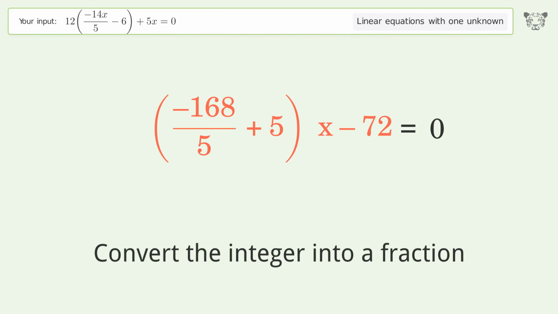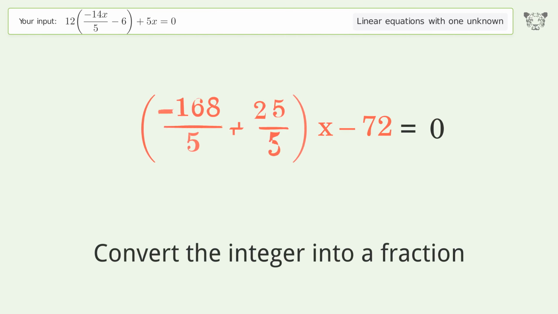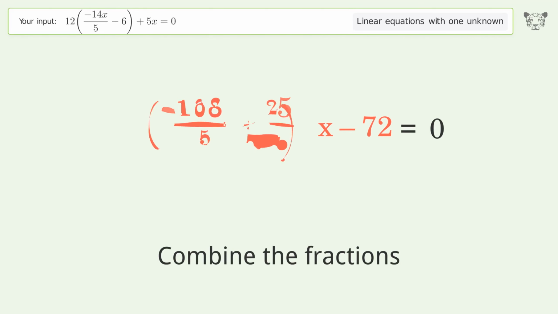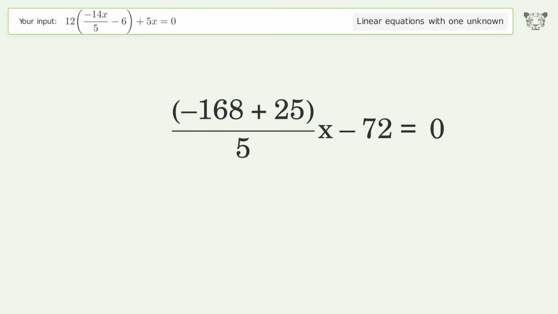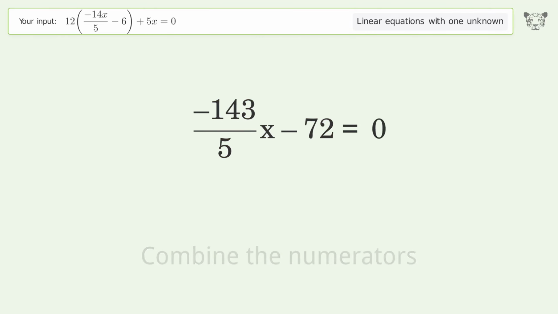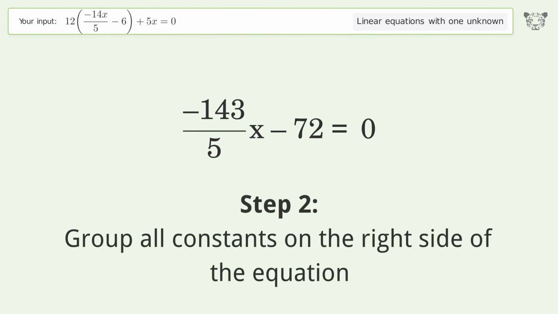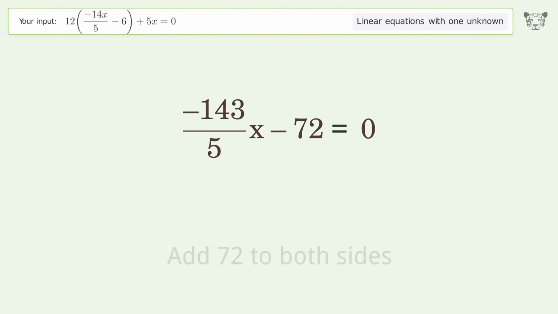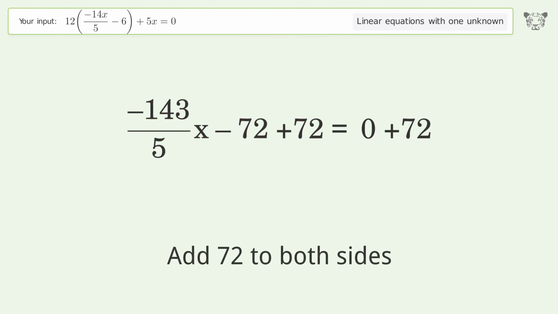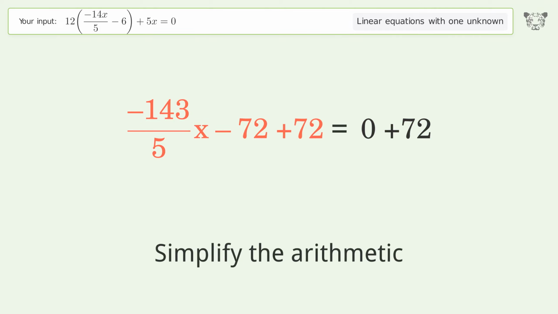Convert the integer into a fraction. Combine the fractions. Combine the numerators. Group all constants on the right side of the equation. Add 72 to both sides. Simplify the arithmetic.